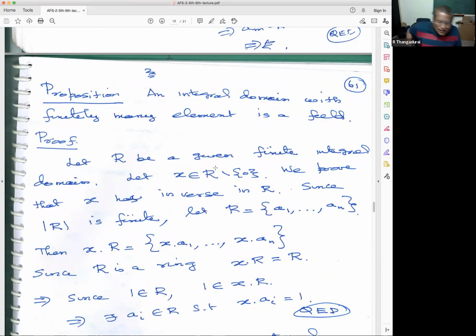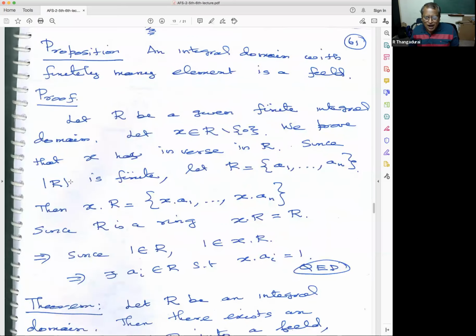Another proposition is that an integral domain with finitely many elements is a field. Integral domain and field: the main difference is that every non-zero element in the field should have a multiplicative inverse. That's all we have to prove.